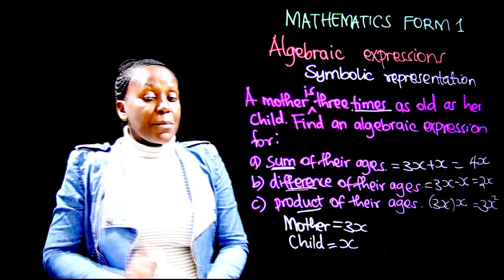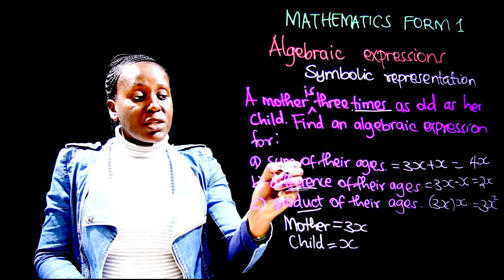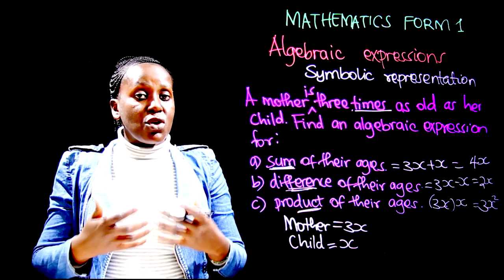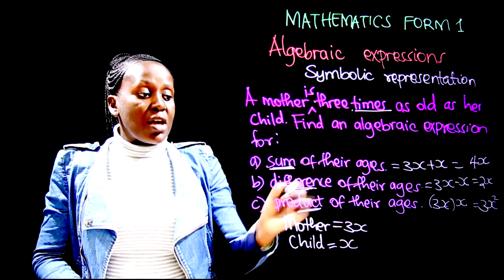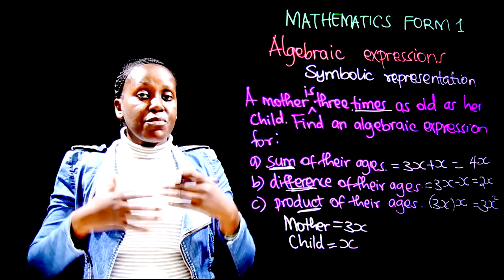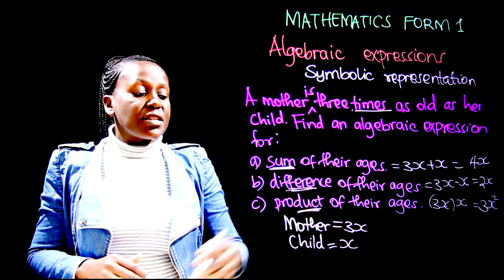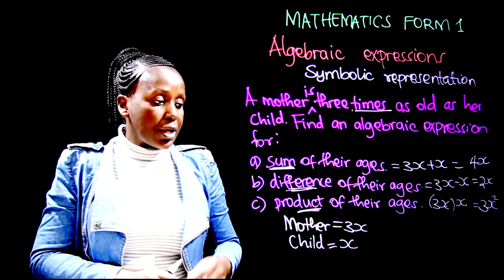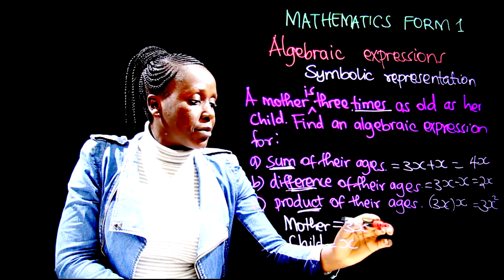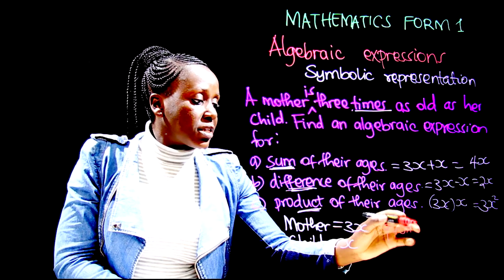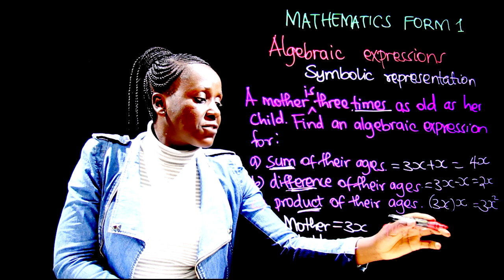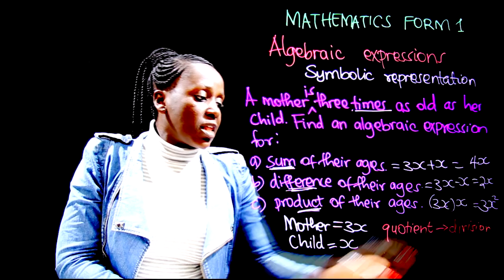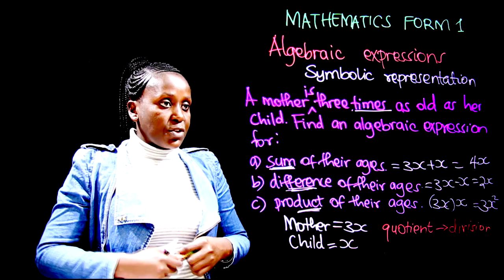It is important that you know what these words mean. Sum means that you do the operation of addition. Difference means that you subtract. Product means that you multiply. And quotient, okay? Quotient is the answer you get after division.